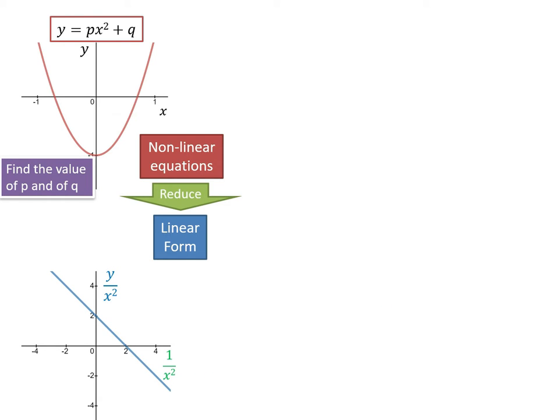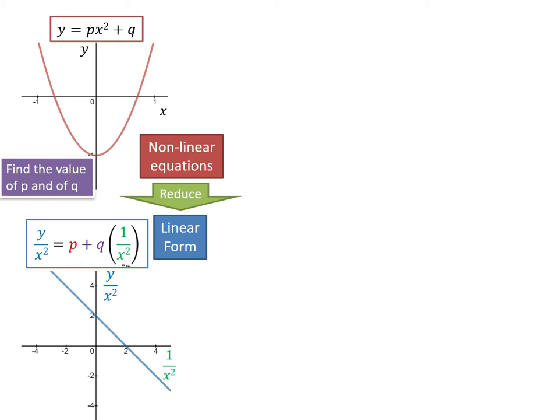Find the linear form first. Yes, find the linear form first, because you can see the non-linear equation is given already, right? And you already know the big Y is y over x squared and the big X is 1 over x squared. What we can do is divide both sides by x squared. We get y over x squared equals p plus q bracket 1 over x squared. The x squared here is gone and the q here becomes q over x squared. We rewrite it as q bracket 1 over x squared.